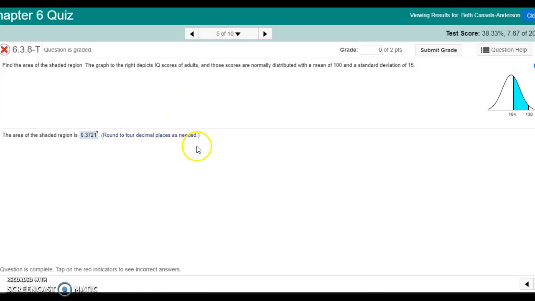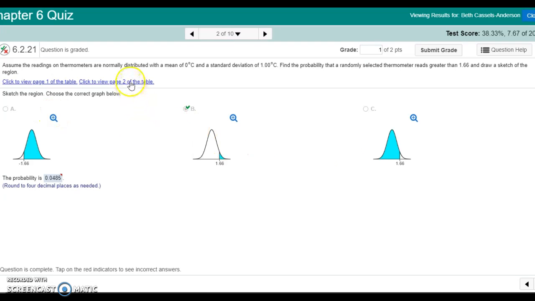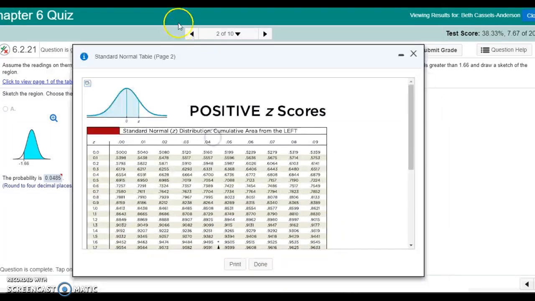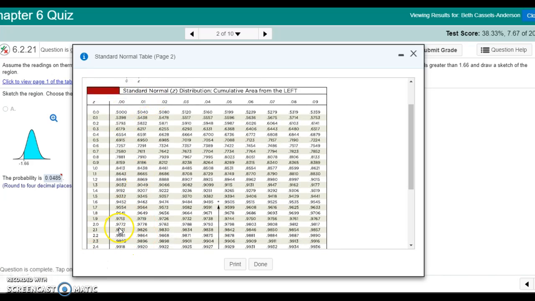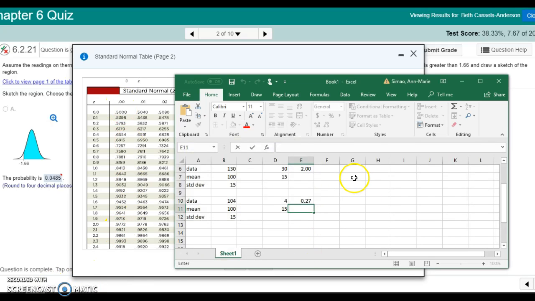So we want to go into the positive table. Again, this is another one. Let's go back to question 2 just to get the table that we need. So what you would have to do is print out these z-scores before the quiz actually began. So let's look for 2.00. 2.00 is going to be 0.9772. So that means the area to the left of 130 is 97.72%.